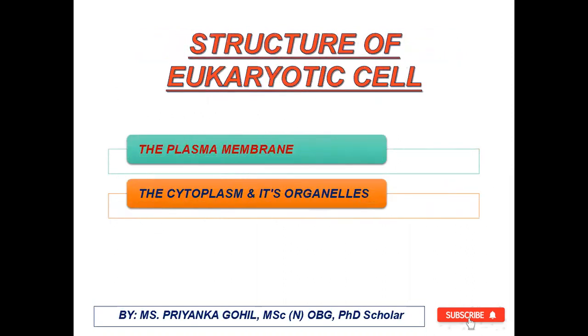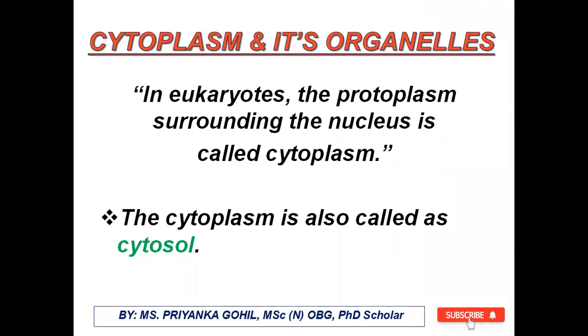Now, in the previous video, we have seen that the structure of eukaryotic cell consists of the plasma membrane and the cytoplasm and its organelles. So already we have discussed about the plasma membrane. So today we are continuing with cytoplasm and its organelles. First we will see what is the cytoplasm.